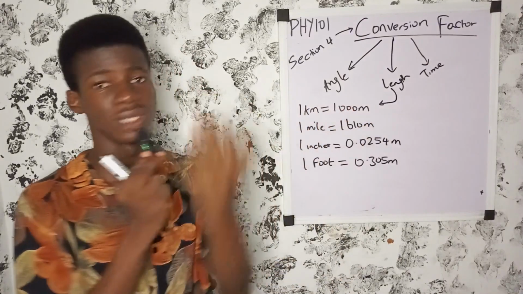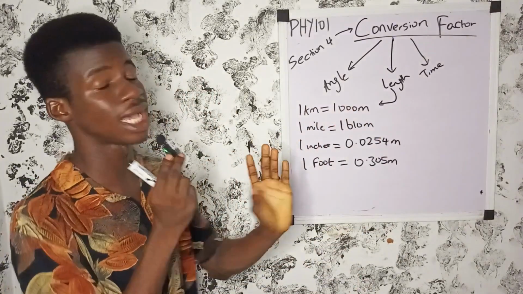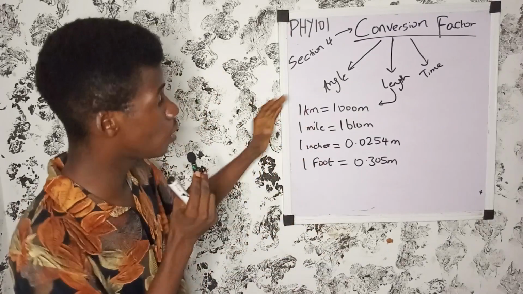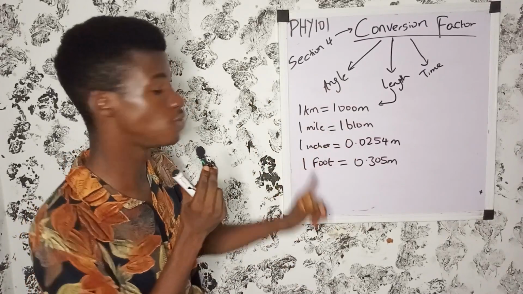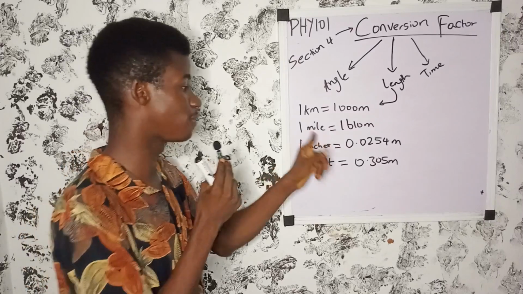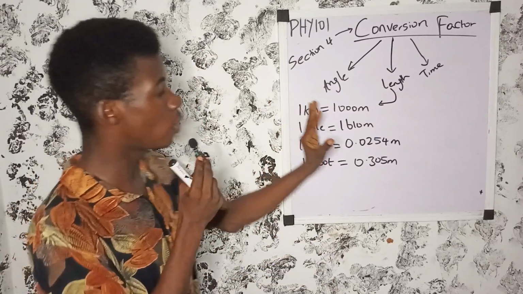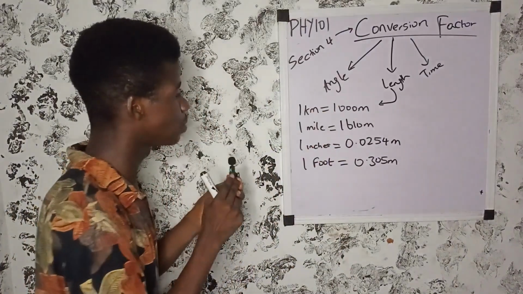The SI unit for length is what? Meter. I want to teach you how to convert from one unit to another. If you know all this, you can convert from foot to inches, from inches to foot, from inches to mile, from miles to inches. So please take note of all this. They are very, very important. Let's start with kilometer.